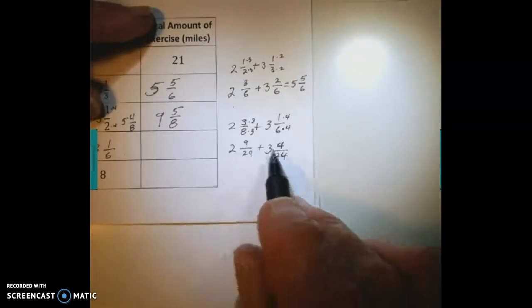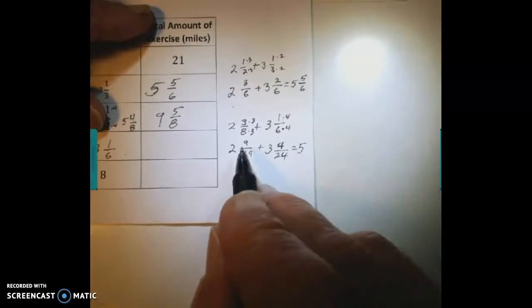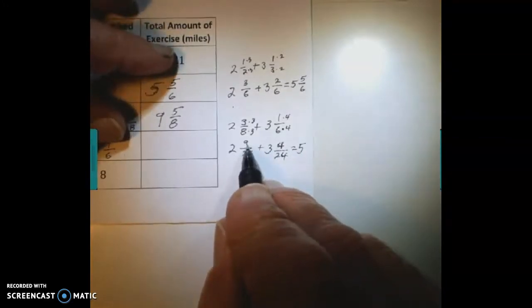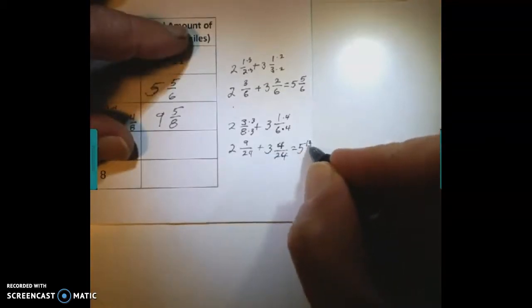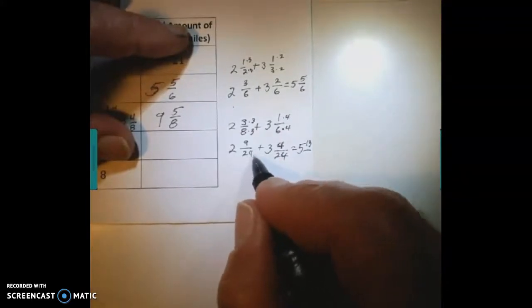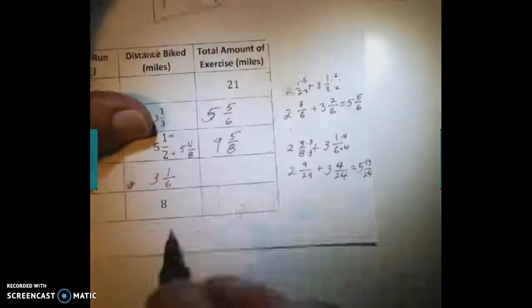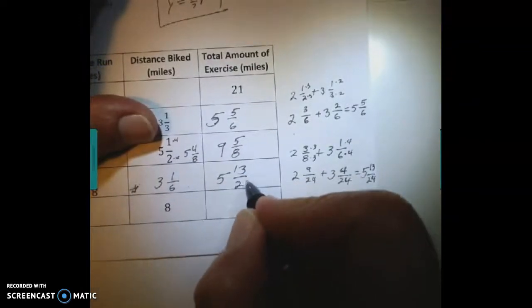And now, adding 3 plus 2 would give me 5 for the whole number, and then 9/24 plus 4/24. Again, that's how many parts you have. You have 9 parts, you have 4 parts. Altogether, you have 13 parts, and the bottom number stays the same. It still takes 24 pieces to make a whole thing. You now have 13 of them. So that is your answer, 5 13/24.